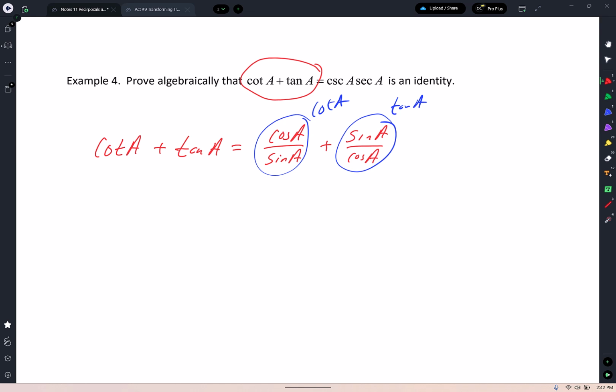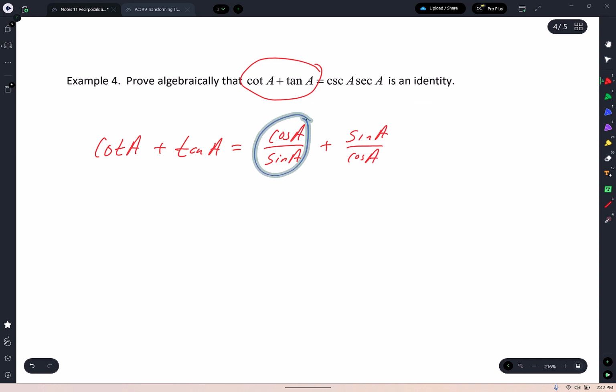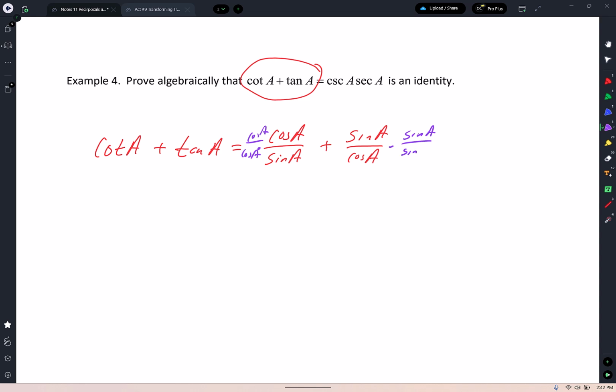All right. I can't add these two unless I have what? What did they tell you in elementary? A common denominator. I heard someone say it. So I'm going to multiply that one on the left by cosine A over cosine A, and multiply this one on the right by sine A over sine A. Does everyone know why I'm doing that? To make a common denominator of cosine A, sine A.